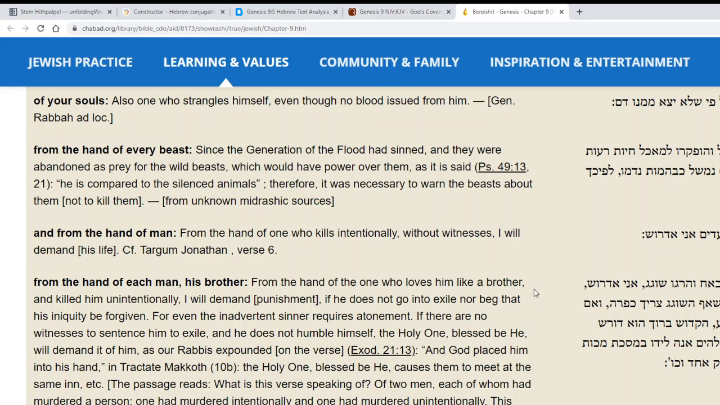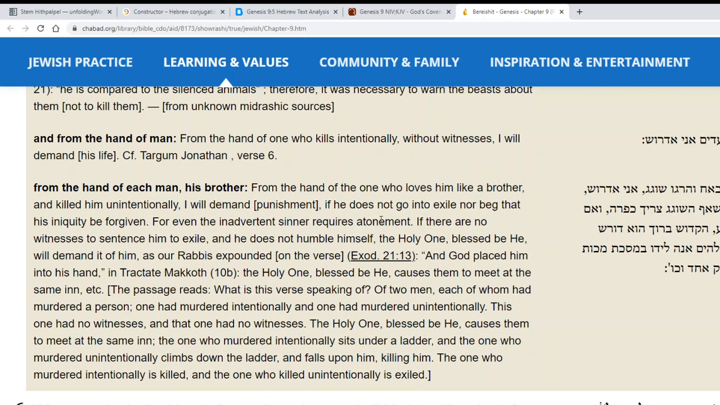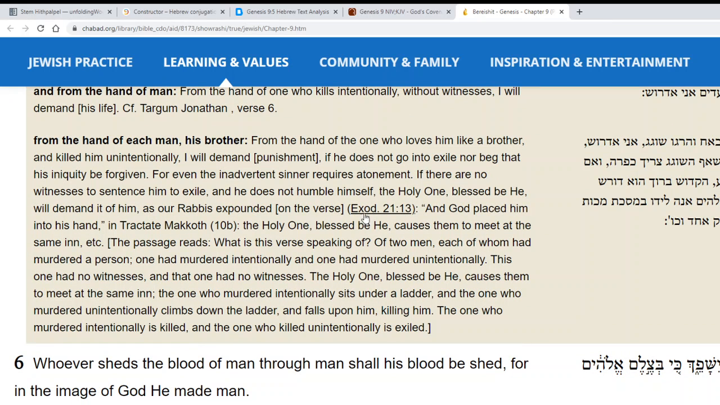So why is it saying it in two different ways? The first one is if he does it and he doesn't view him as a brother, or even if he does, right? I will demand punishment if he does not go into exile nor beg that his iniquity be forgiven, for even the inadvertent sinner requires atonement. If there are no witnesses to sentence him to exile, and he does not humble himself, the Holy One, blessed be He, will demand it of him. Our rabbis expounded, right, the verse Exodus 21:13, and God placed him into your hand. Right, let me see.